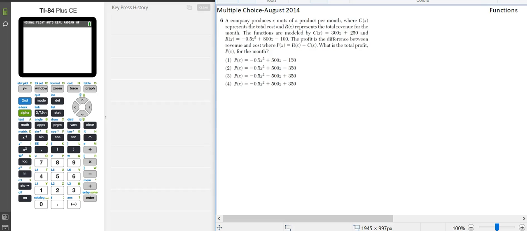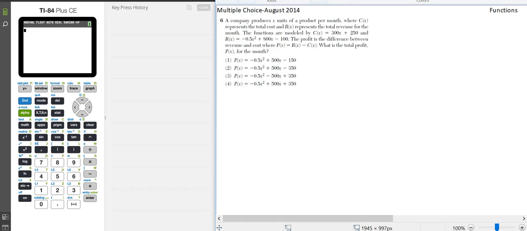A company purchases x units of a product per month where C of x represents the total cost and R of x represents the total revenue for the month. The functions are modeled by C of x equal to 300x plus 250 and R of x equal to negative 0.5x squared plus 800x minus 100. The profit is the difference between the revenue and the cost, or P of x equal to R of x minus C of x. What is the total profit P of x for the month?